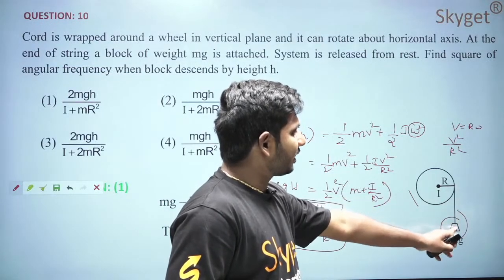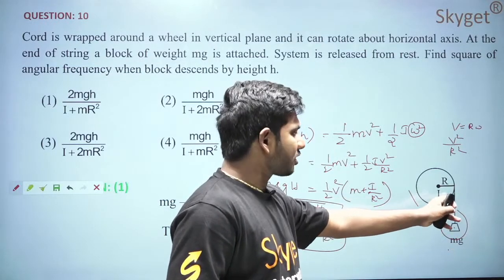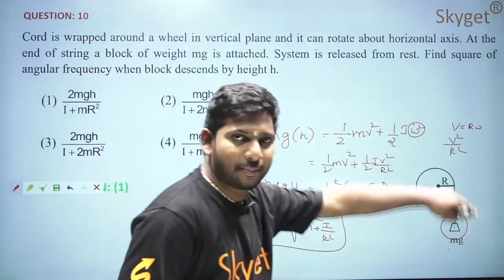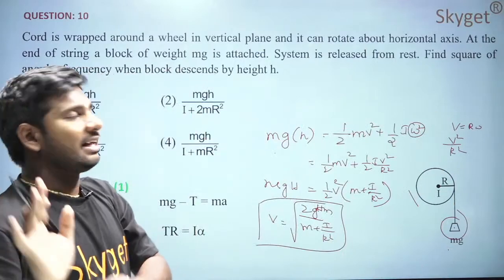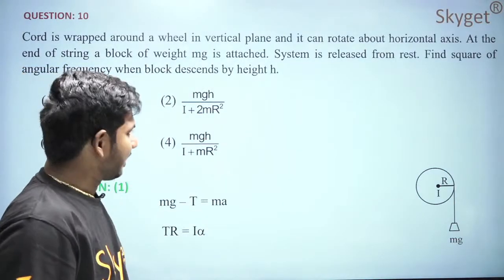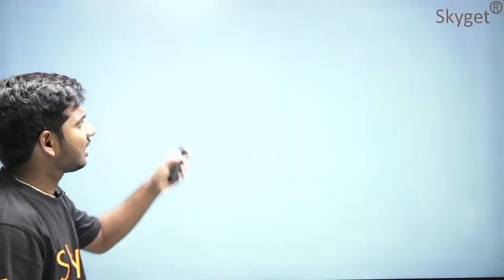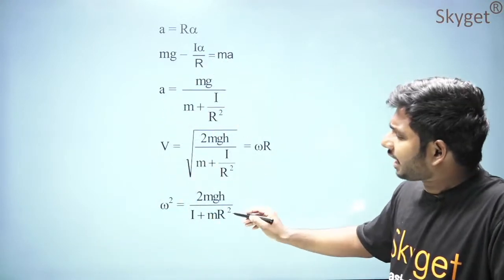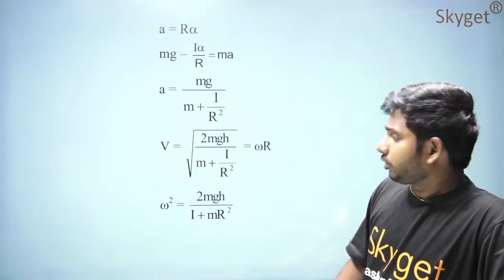Tension into R, that is the torque caused by the tension force here, is equal to I alpha. Alpha can be written as a by R, and then you can solve in that way as well using the force equation, mg minus T is equal to ma. So by using these equations as well you can solve, but I approached it by energy just because my answer becomes as simple as that. From that process also you will get velocity.